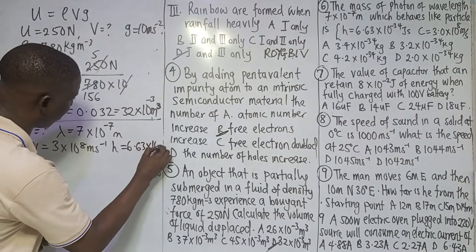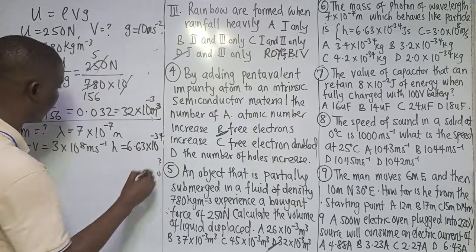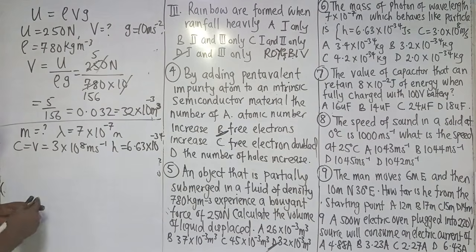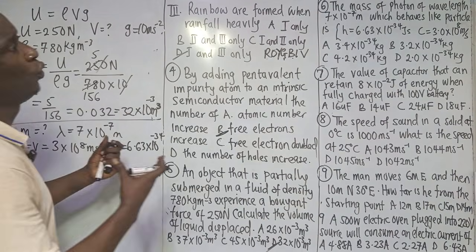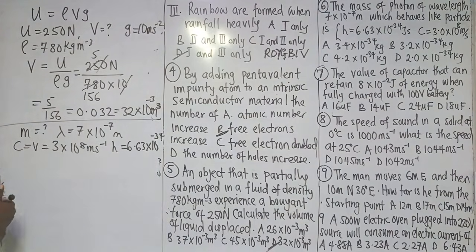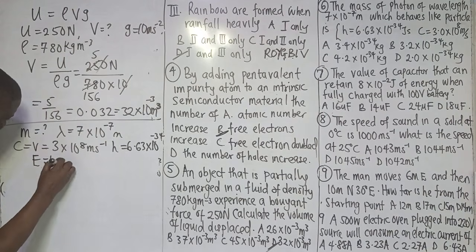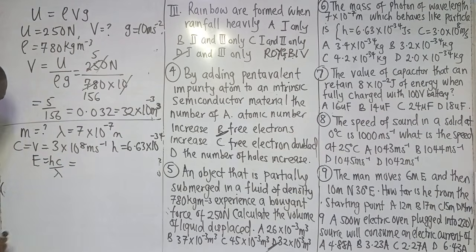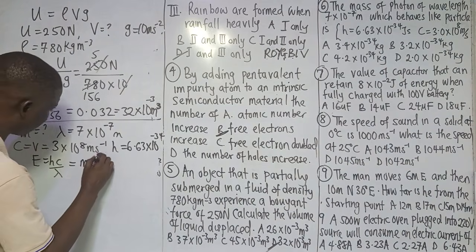6.63 times 10 to the power of minus 34. Now we'll play with it. What we are going to do simply is use our formula. So we are going to use what? Lambda for photon, which is what? Energy is equal to hc over lambda, which is h times frequency, is equal to mc squared.